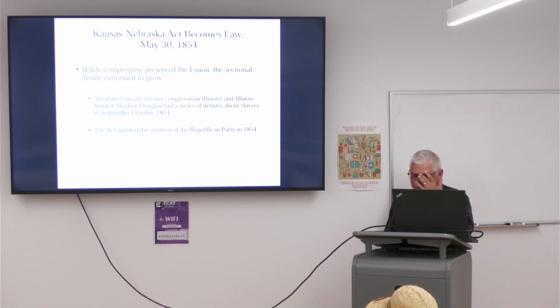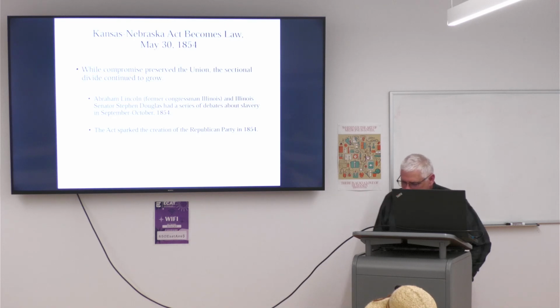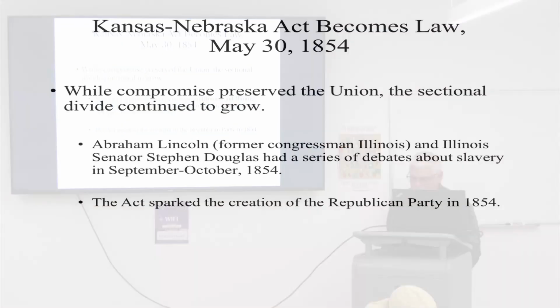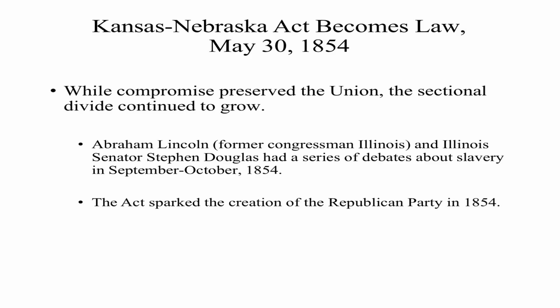Now, despite the protests in the northern newspapers in the early part of 1854, the Kansas-Nebraska Act became law on May 30, 1854, after 3 debates in the Senate and the House. So while the Union is preserved, the sectional divide continued to grow.